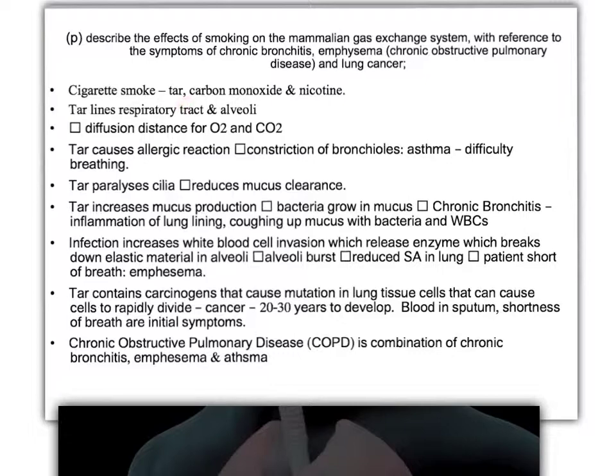The main components of cigarette smoke that have health implications are tar, carbon monoxide and nicotine. Dealing with tar first of all, that lines the respiratory tract and alveoli, and that increases diffusion distance for oxygen and carbon dioxide, which reduces the efficiency of gas exchange. The tar also causes an allergic reaction, which causes a constriction of the bronchioles, which is an asthma, difficulty in breathing.